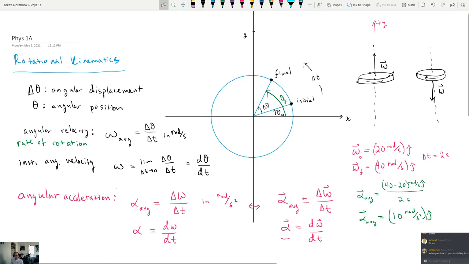When I say j hat, you're stating its position is in the x direction? No, j hat's the y direction. J hat's the y direction.